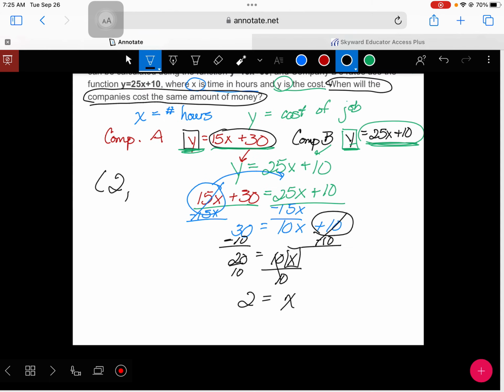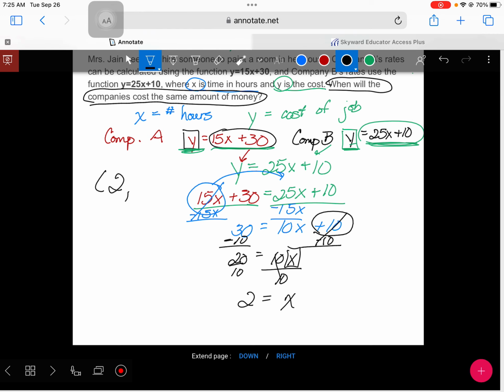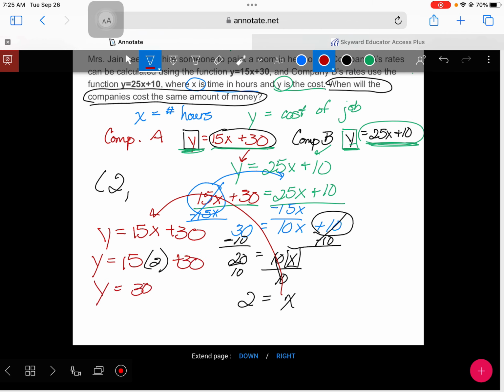So there's 2. I need to solve for y. They both already have y isolated, so you could substitute it in for either one. I'm just going to use that first one. y equals 15x plus 30. Substitute in 2. So y is 15 times 2 plus 30. And 30 plus 30 is 60. So my answer mathematically is 2, 60. But it's a word problem.